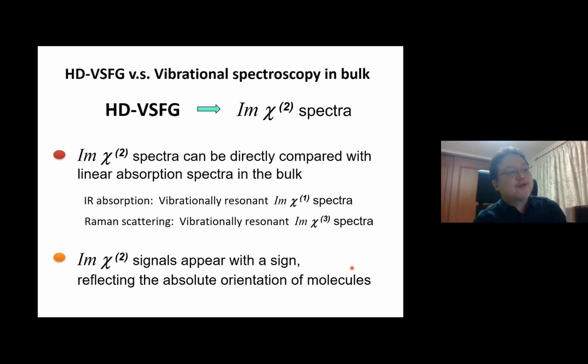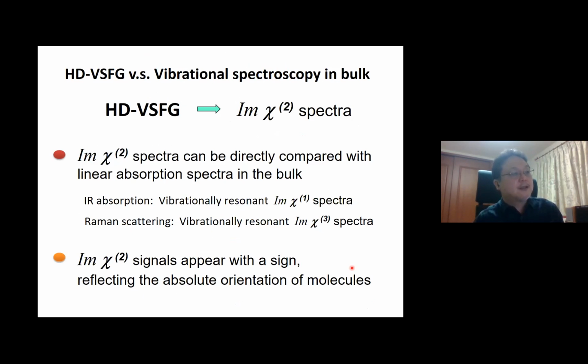The infrared absorption spectrum corresponds to the vibrational resonant imaginary chi1 spectrum, and Raman scattering to the vibrational resonant imaginary chi3 spectrum. And the chi2 signal appears with a sign reflecting the absolute orientation of the molecule.